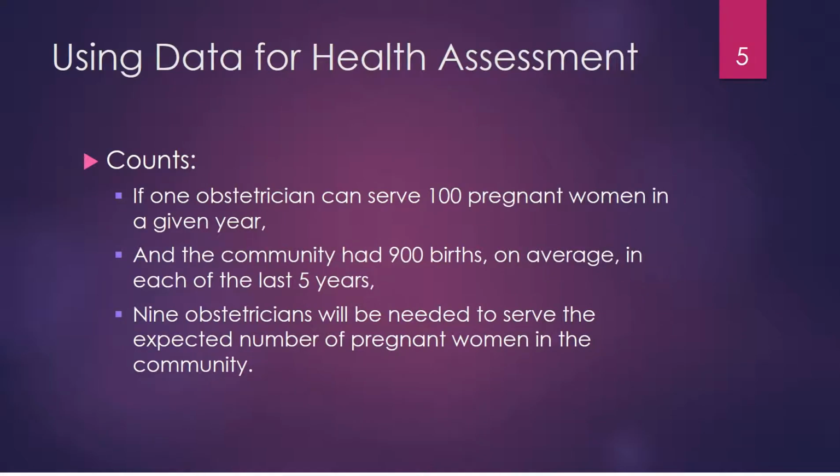Sometimes we use counts of health events. Counts are statistics, and they can be useful. This example looks at the number of births in the population and the number of OB/GYNs that would be needed to serve the needs of the community. If one obstetrician can serve 100 pregnant women in a given year, and the community had 900 births on average in each of the last 5 years, then 9 obstetricians will be needed to serve the expected number of pregnant women in the community.